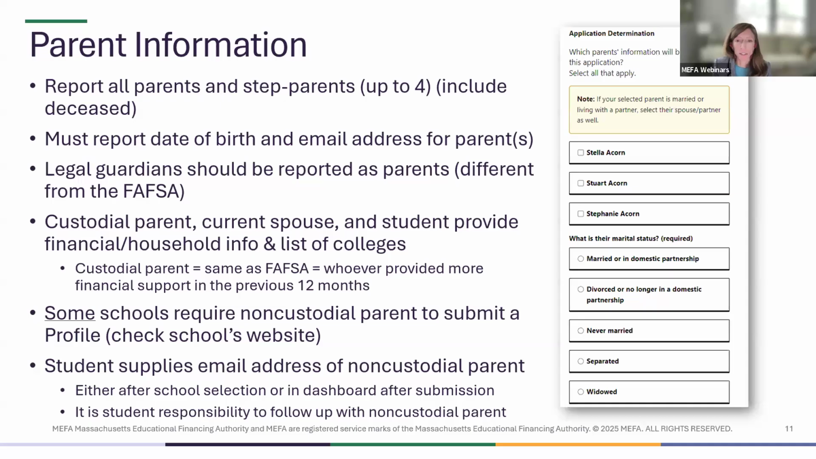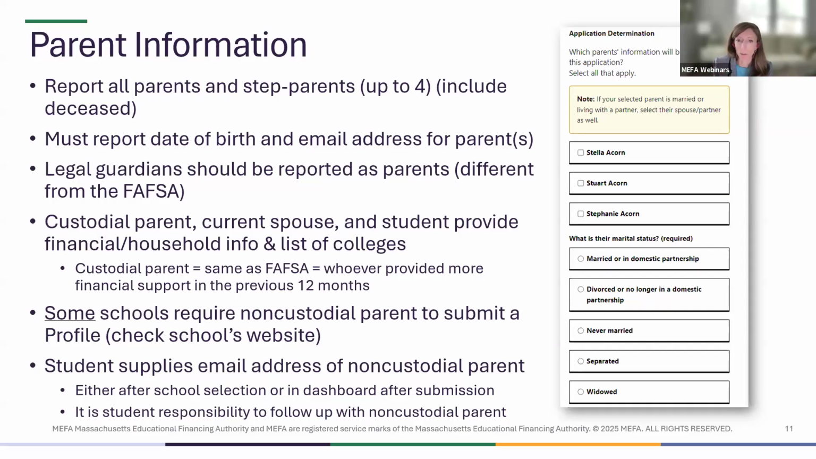So one of the first questions that the profile is going to ask you is about the student's parents, and you're going to list all parents. So unlike the FAFSA, if there's a divorce or a separation situation, you're still going to list all the parents, and they could be up to 4 if the parents are remarried. So if I'm a student and my mom and dad are divorced, but they're both remarried, I'm actually going to list 4 parents on the profile. I'm going to list mom and dad, and then their current spouses as well.